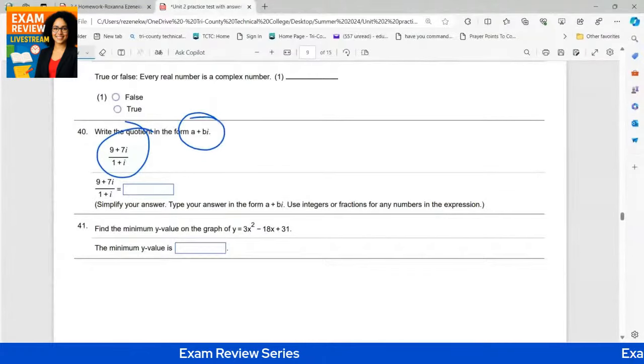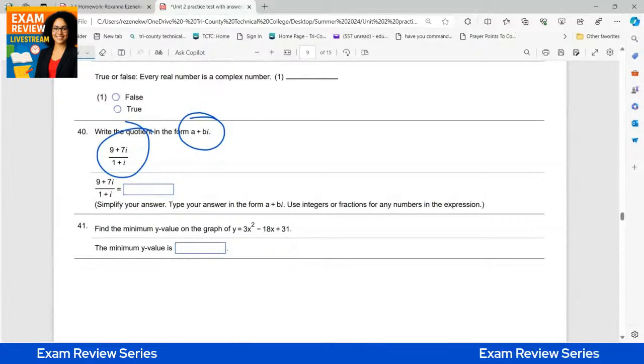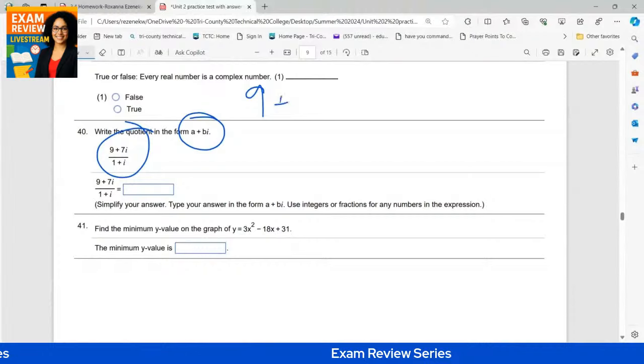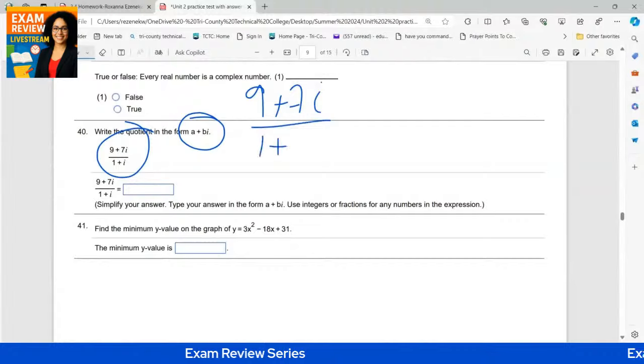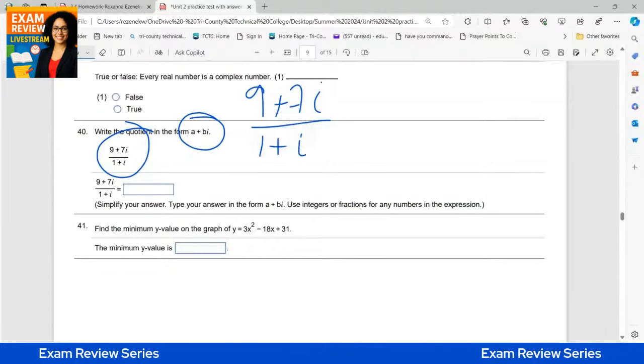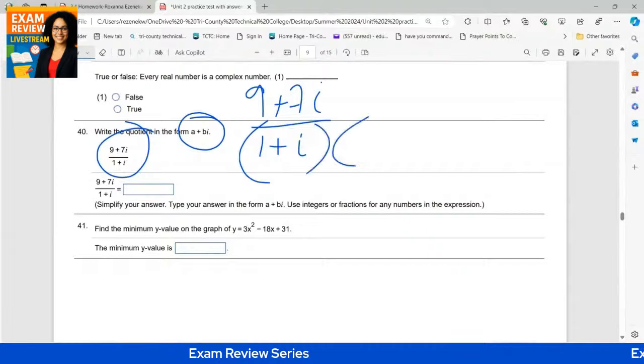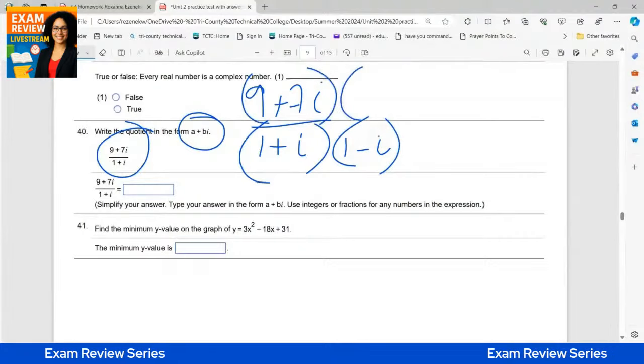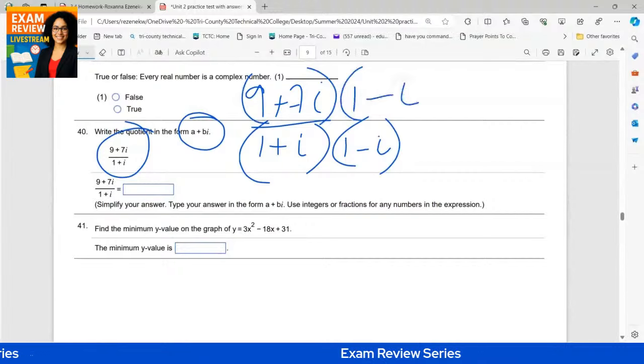All right, I want you to make sure you know that whenever a complex number is in the denominator, you rationalize the denominator. So I'm going to rewrite the whole function, 9 plus 7i all over 1 plus i. Every complex number has a conjugate. So multiply by the conjugate in the denominator. And what is it? The original one is 1 plus i. The conjugate is 1 minus i. The same thing in the numerator, multiply by the conjugate.